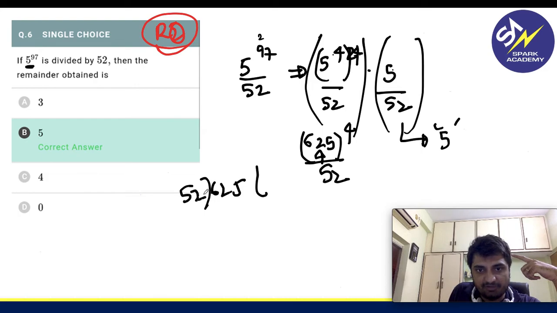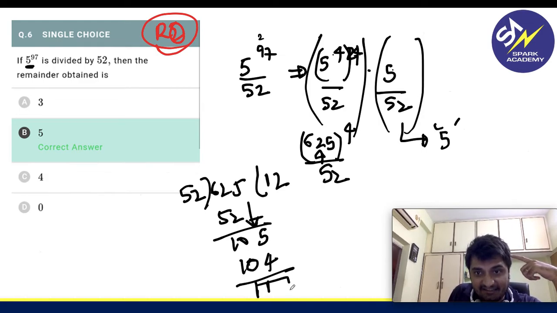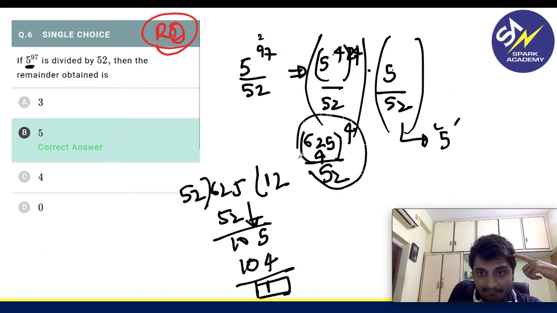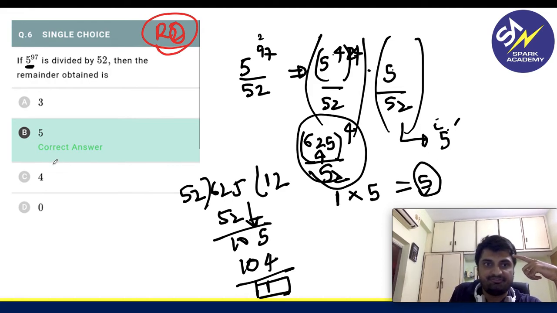625 divided by 52. Check, guys, 52 ones are 52. So 10 and 5 you are getting. 52 twos are 104. So remainder, what are we getting? Here we are getting 1. So remainder of this whole thing is 1 power 4 by 52. This is 1. Remainder of this is 5. 1 into 5 is 5.